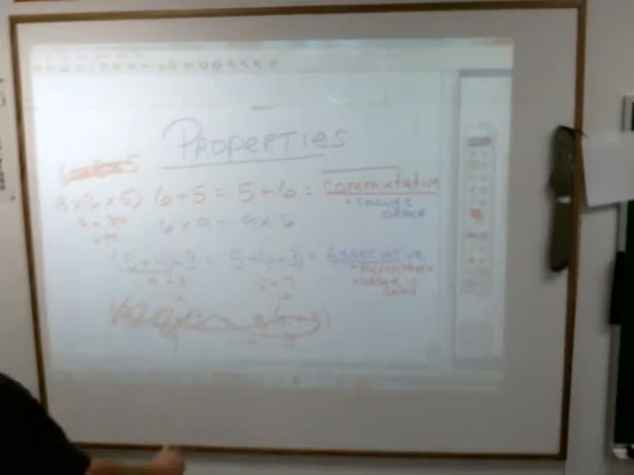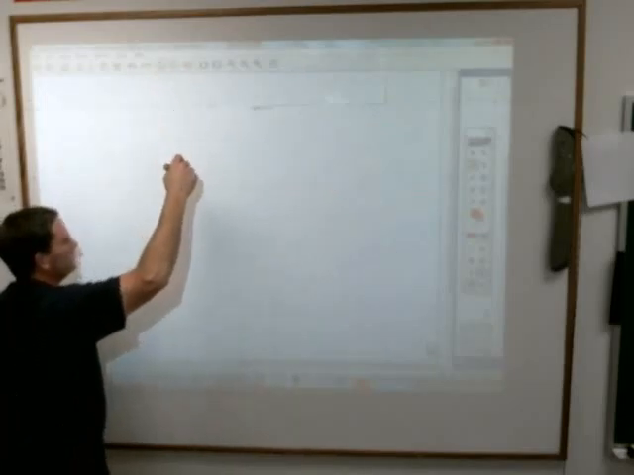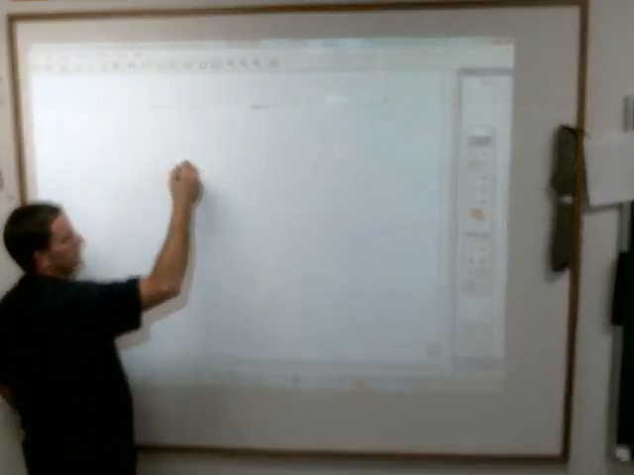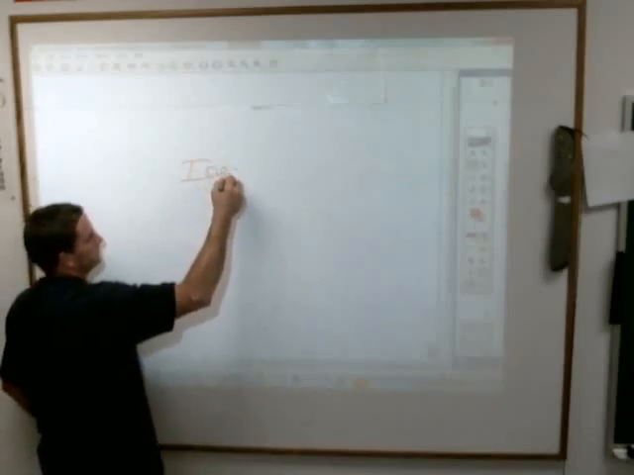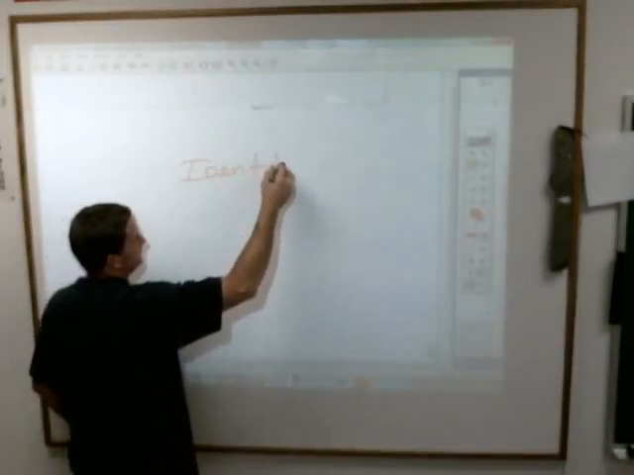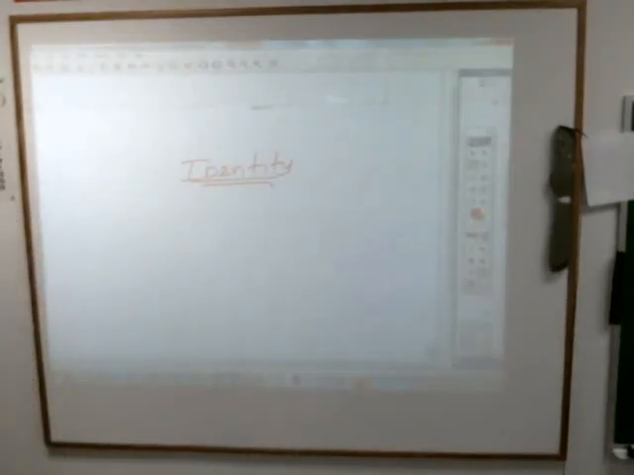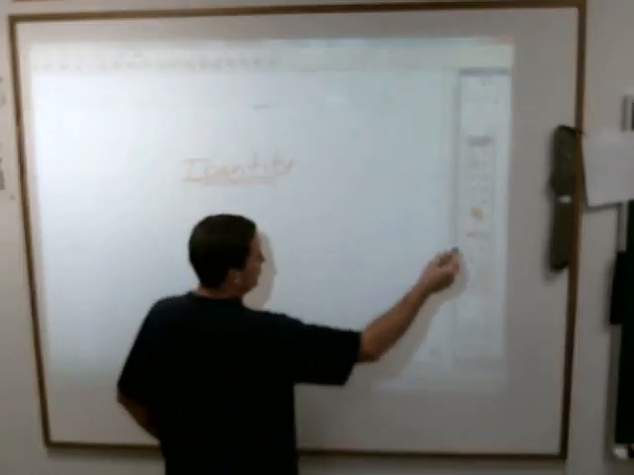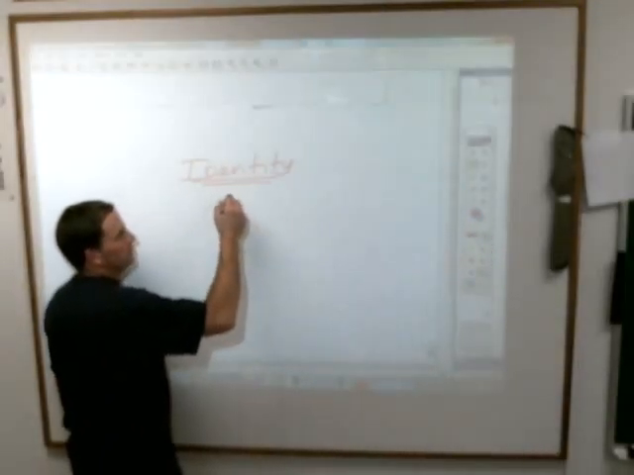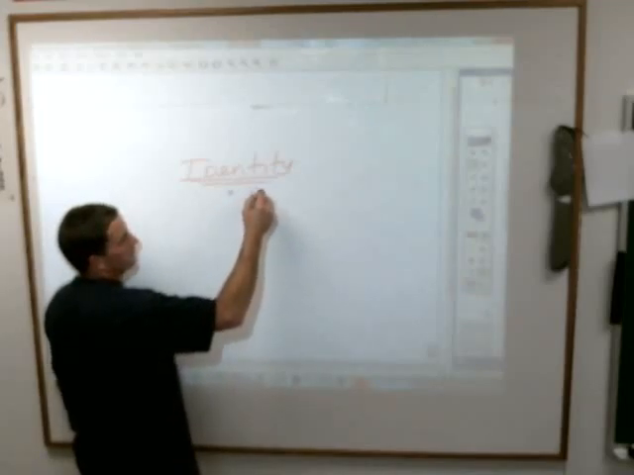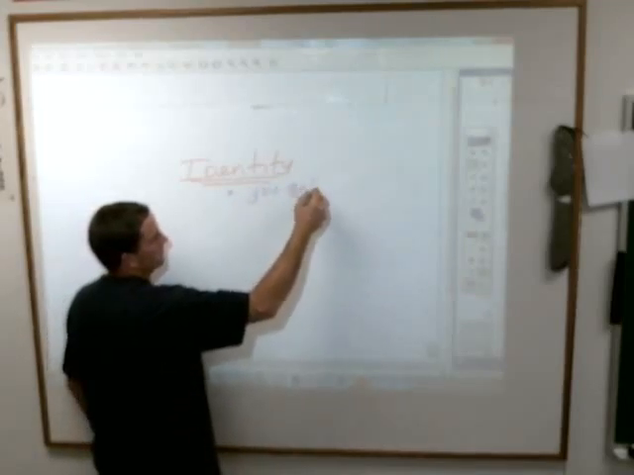A couple more properties that I ran out of room for is the identity property. There's an identity property of multiplication and one of addition as well. And by identity, when you see that word, it means you get what you started with, or you get the same thing.